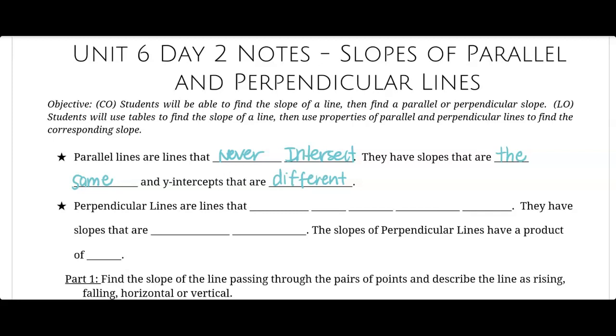Remember that perpendicular lines are lines that intersect to form right angles. And they have slopes that are opposite reciprocals, which remember is just a fancy way of saying flipped with different signs. And then the slopes of perpendicular lines have a product of -1. So we're going to use these definitions to help us find slopes.